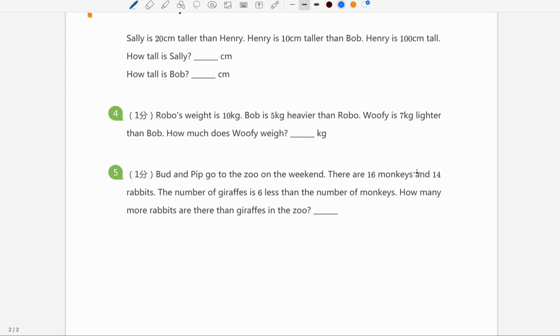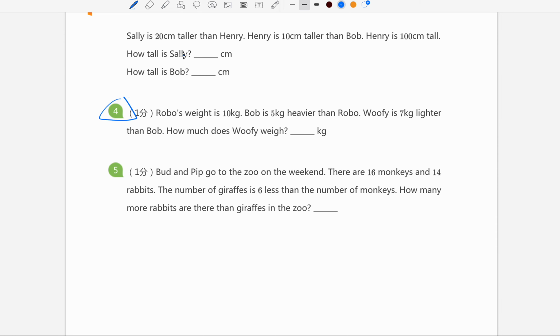And we can take a look at question 4, okay? So Robo's weight is 10 kilograms. Let's underline the key words. Bob is 5 kilograms heavier than Robo. Wolfie is 7 kilograms lighter than Robo. How much does Wolfie weigh?